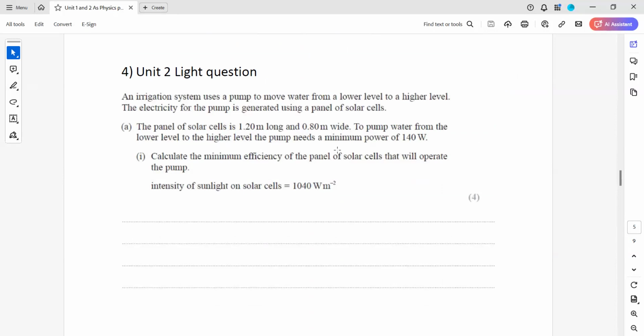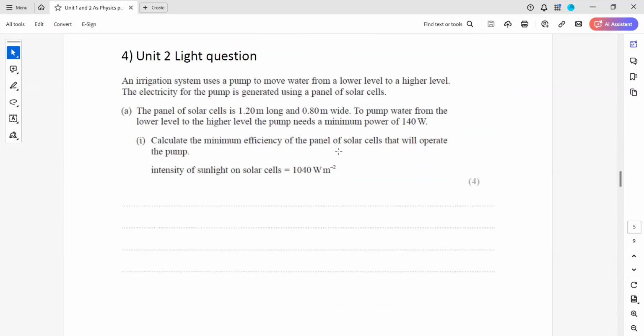This question is related to light. The irrigation system uses a pump to move the water from a lower level to a higher level. The electricity for the pump is generated using solar panels, solar cells. The solar cell is 1.2 meter long and 0.8 meter wide. To pump the water from a lower level to a higher level, it needs about 140 watts. Calculate the minimum efficiency of the solar cell panel that will operate the pump.